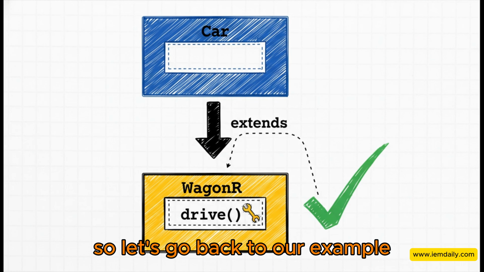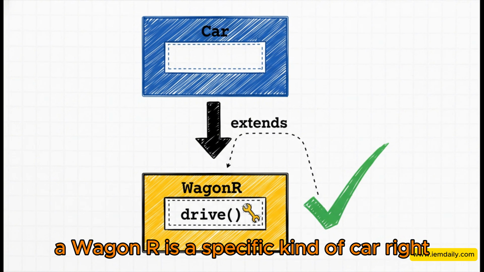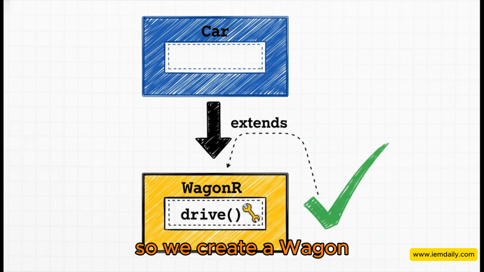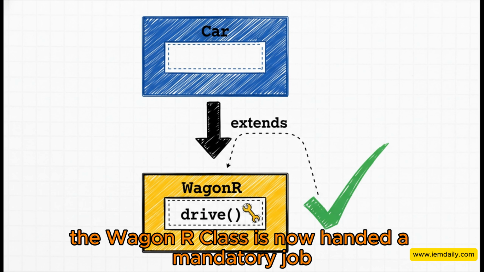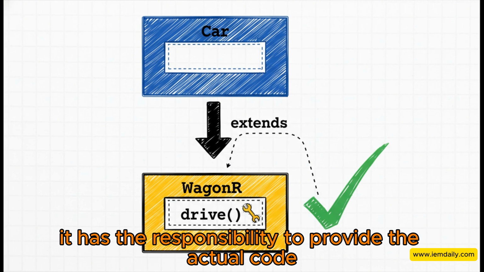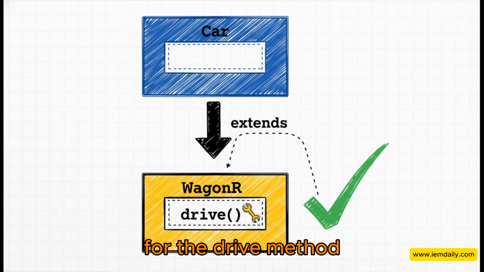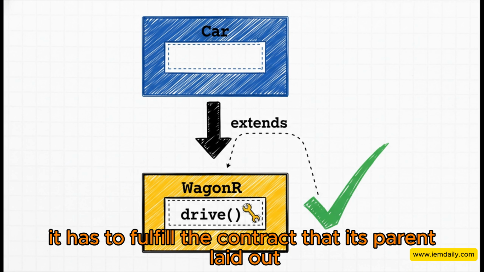So let's go back to our example. A Wagon R is a specific kind of car, right? So we create a Wagon R class that extends our abstract car blueprint. By doing that, the Wagon R class is now handed a mandatory job. It has the responsibility to provide the actual code for the drive method. It has to fulfill the contract that its parent laid out.